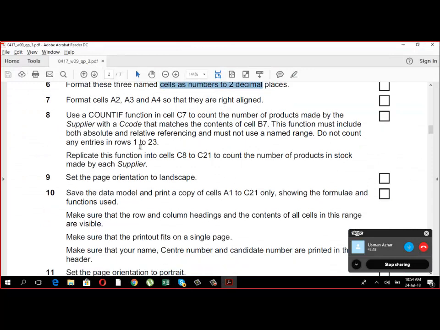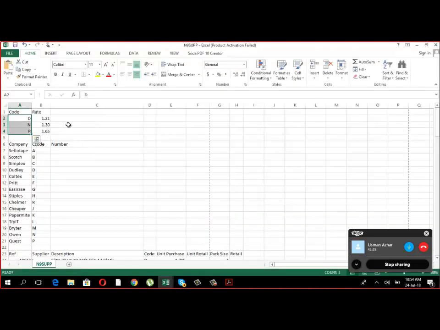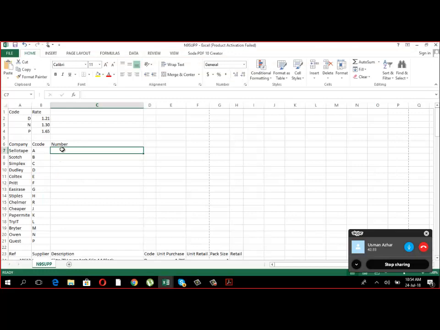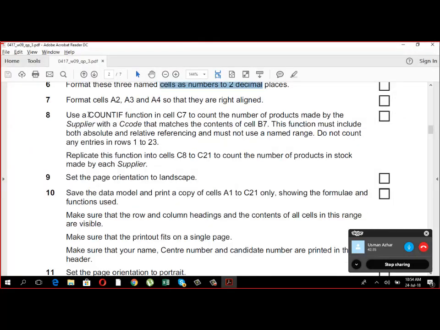Point number 8. This is important. We need to understand the question. Use COUNTIF function in cell C7. C7 is over here. This is C7, right? Use a COUNTIF function in cell C7 to count the number of products made by supplier with a C code that matches the content of cell B7.